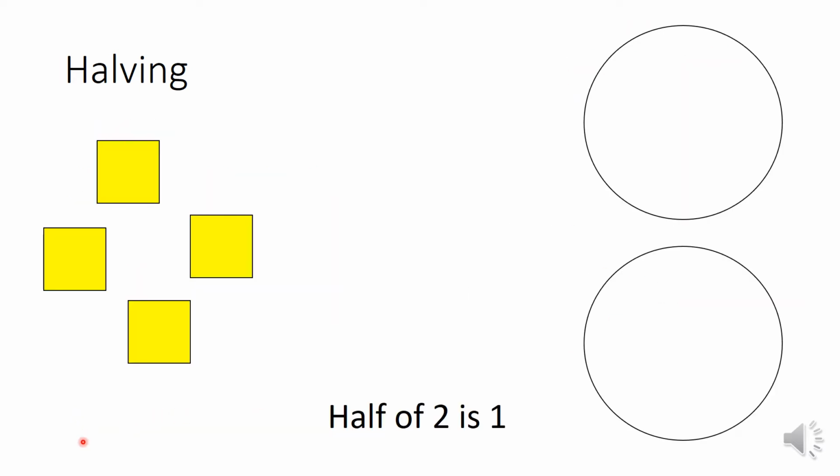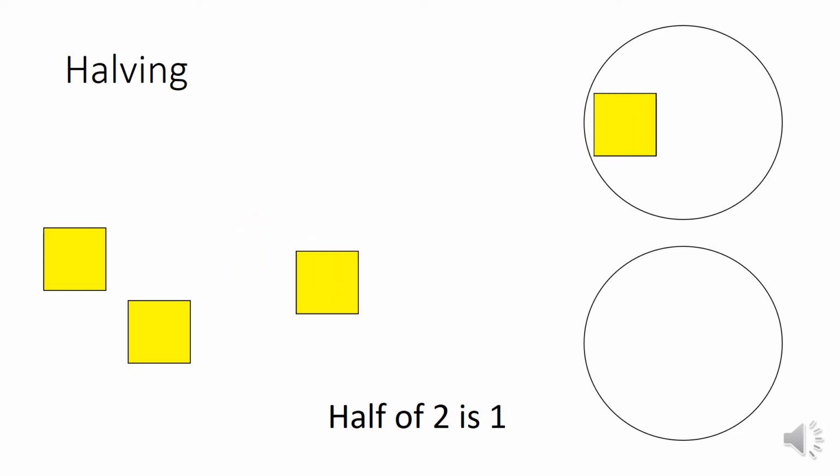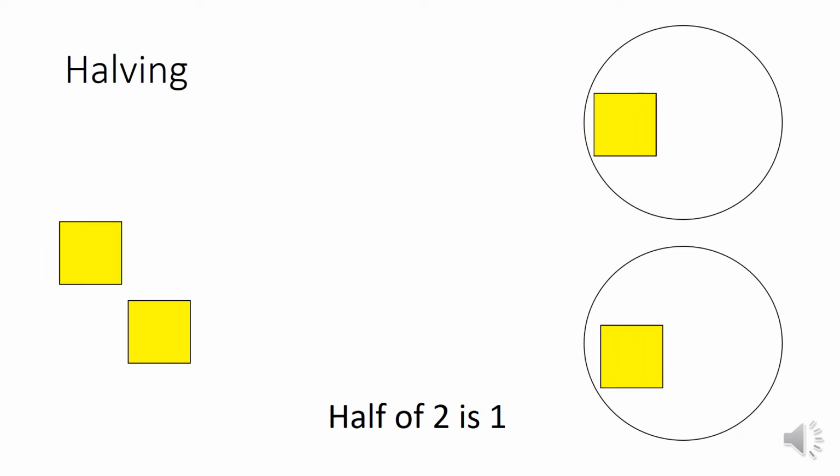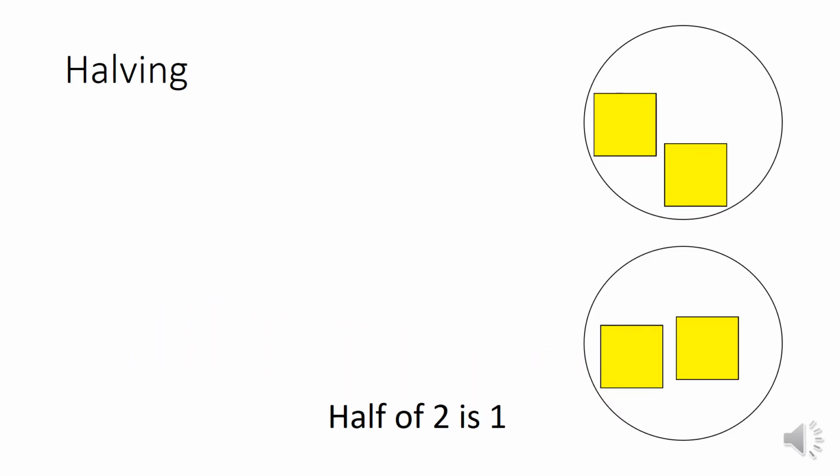So if we look at this example again, I've got my 4 squares and I have to split them equally into the two groups. So one at the top, one at the bottom, another one at the top, and one at the bottom. So half of 4 is 2.